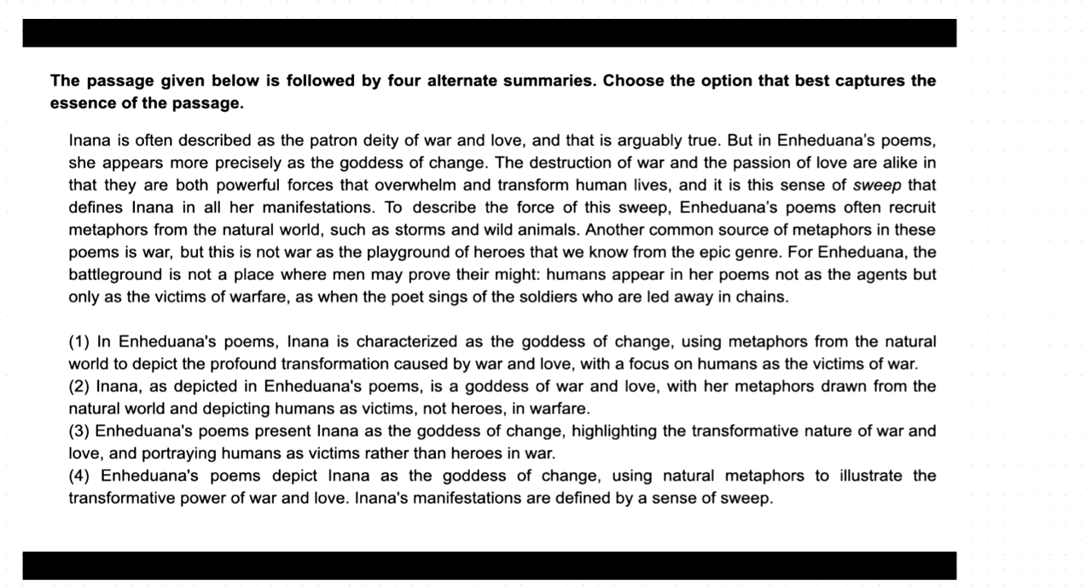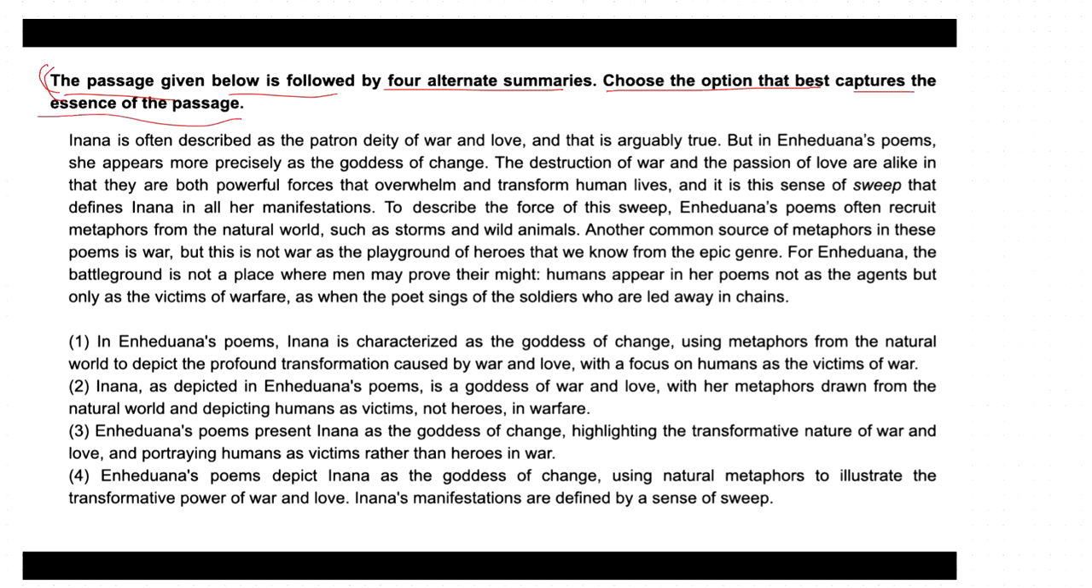Welcome to another session of the para summary based question. Let's look at the direction for the question. The direction points out that a passage is given below, followed by 4 alternate summaries. We need to choose the option that best captures the essence of the passage.